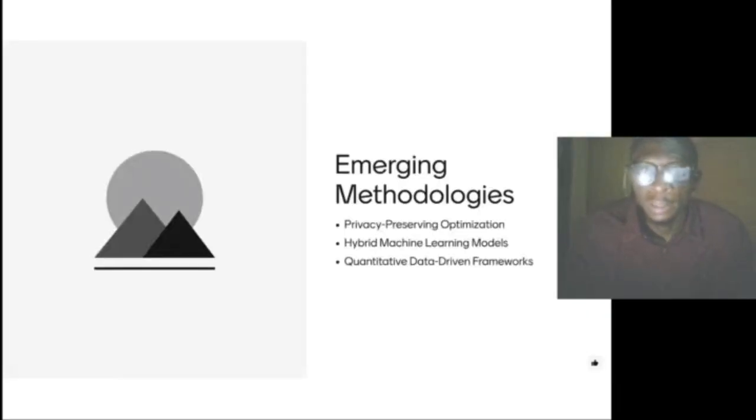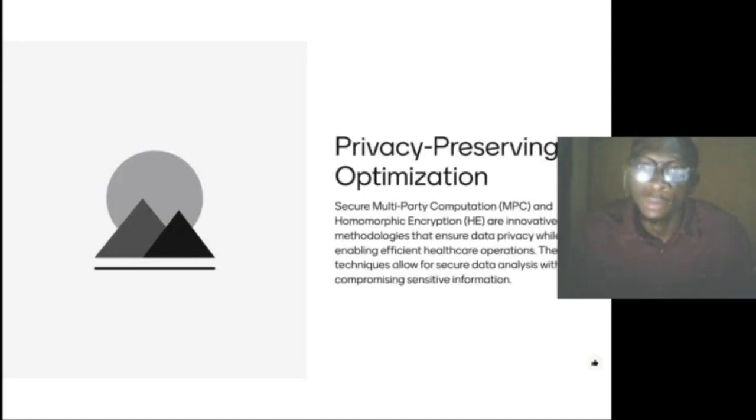The emerging technologies in my 10 paper to address these issues include the following: privacy preserving optimization, hybrid machine learning models, and quantitative data-driven frameworks. So privacy preserving optimization uses techniques called multi-party computation and homomorphic encryption.